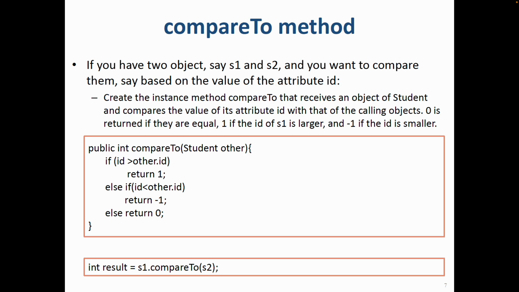But how can I compare two objects, like two students? How can you compare them? For each scenario, that might be different. Maybe I want to compare them based on their names, like sort them based on their names. Maybe I want to find the highest achieving students, so I want to sort and compare them based on their GPA scores.